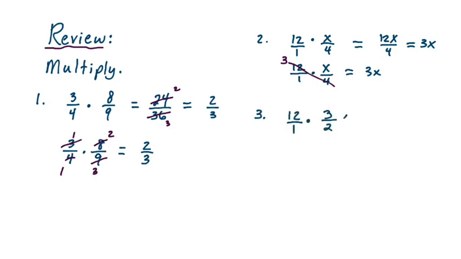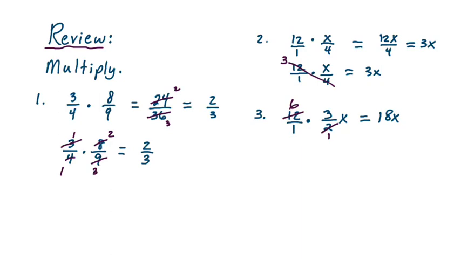Let's look at one more example. So if we have 12 times 3 halves x, notice this time the 12 and the 2 will cancel. We'll be left with 6 times 3 times x, and we get 18x.